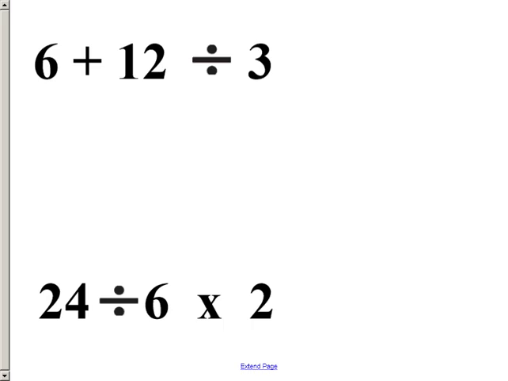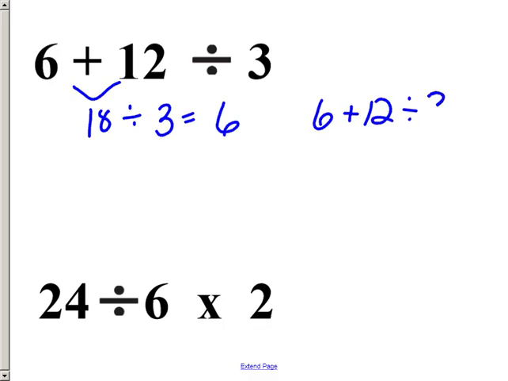For example, I could say, well, 6 plus 12 is 18, and 18 divided by 3 is 6. That's if I work it left to right. Or I could say, well, 6 plus 12 divided by 3. If I did the 12 divided by 3 first, I get 4, and 6 plus 4 is 10.